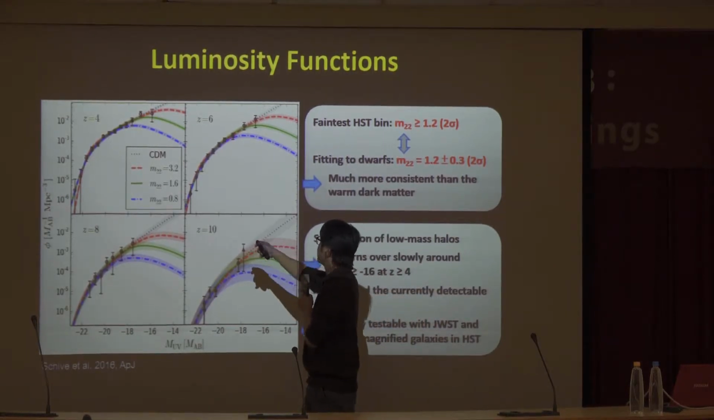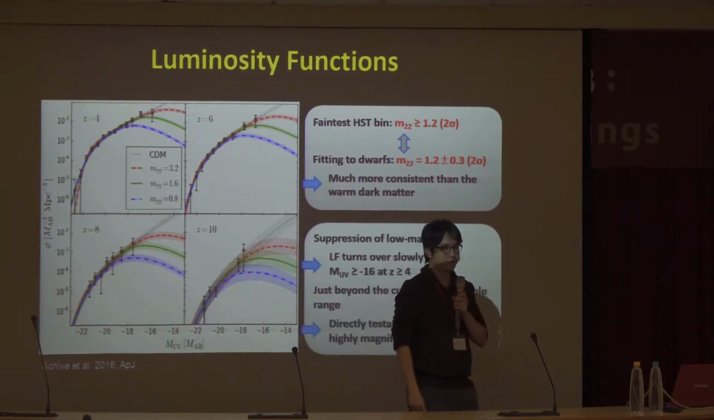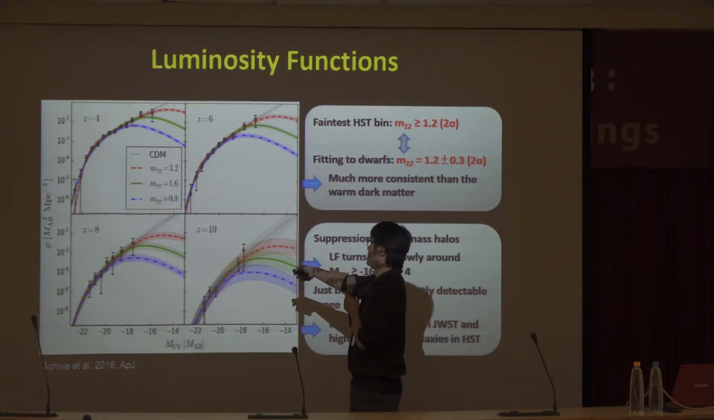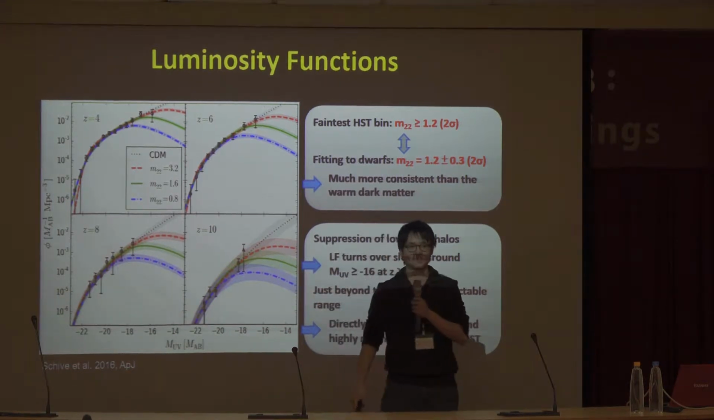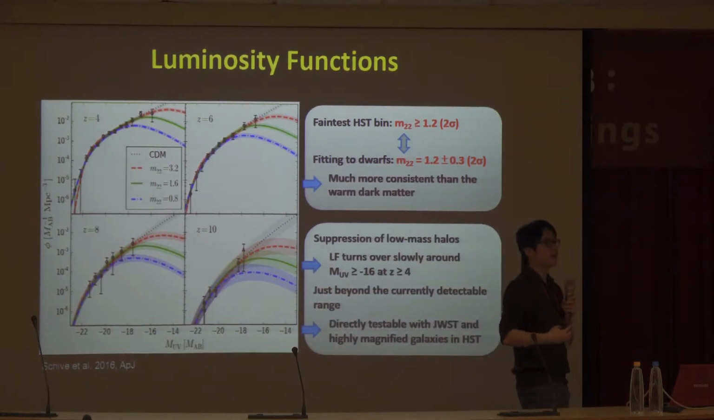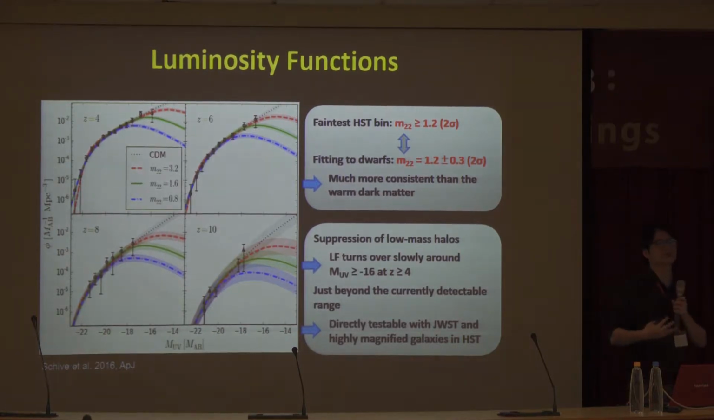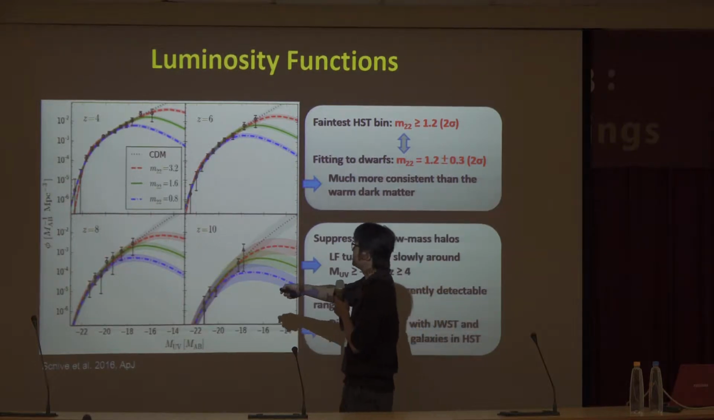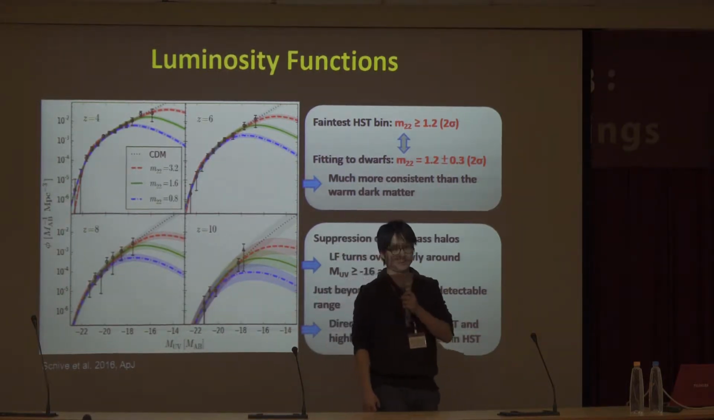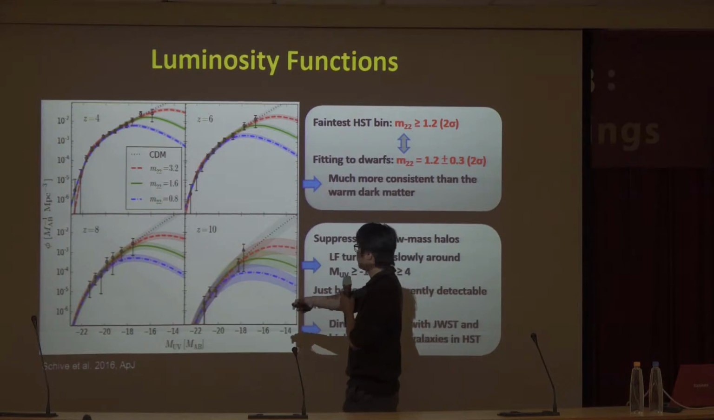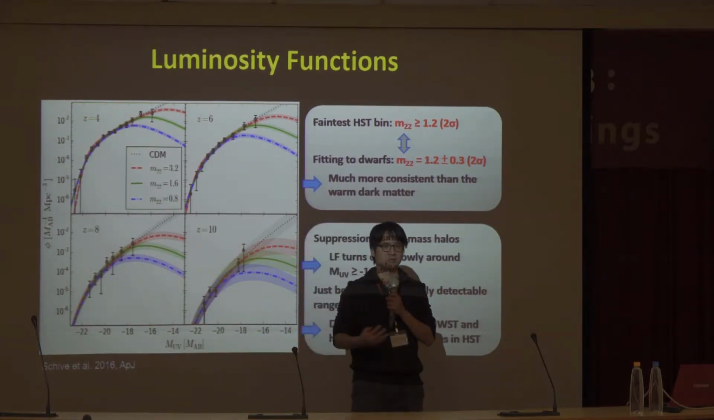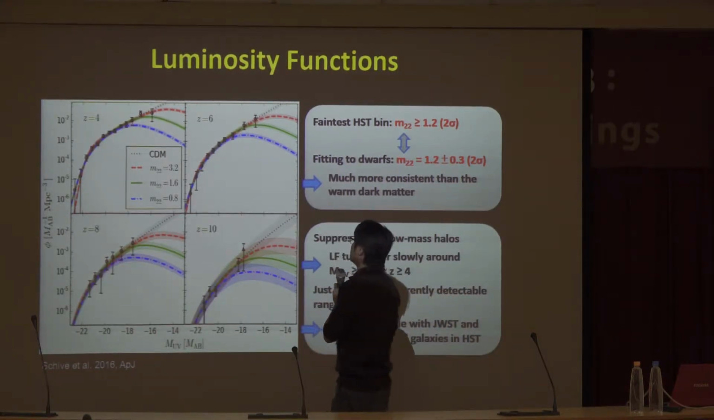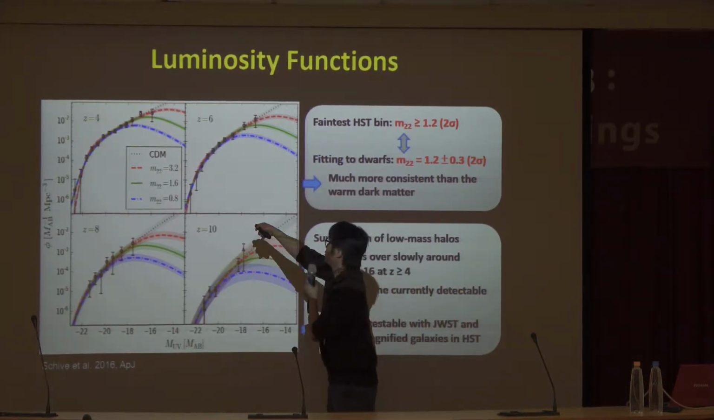The red, green, and blue lines are the Psi predictions with different particle masses. The red line has the largest particle mass, and the blue line has the smallest particle mass. Remember that the smaller the particle mass, the stronger the suppression. These results show that CDM is very consistent with observations, but the red and green lines are also consistent with observations. However, the blue line lies below the observational data points, especially at lower redshift at the faint end.